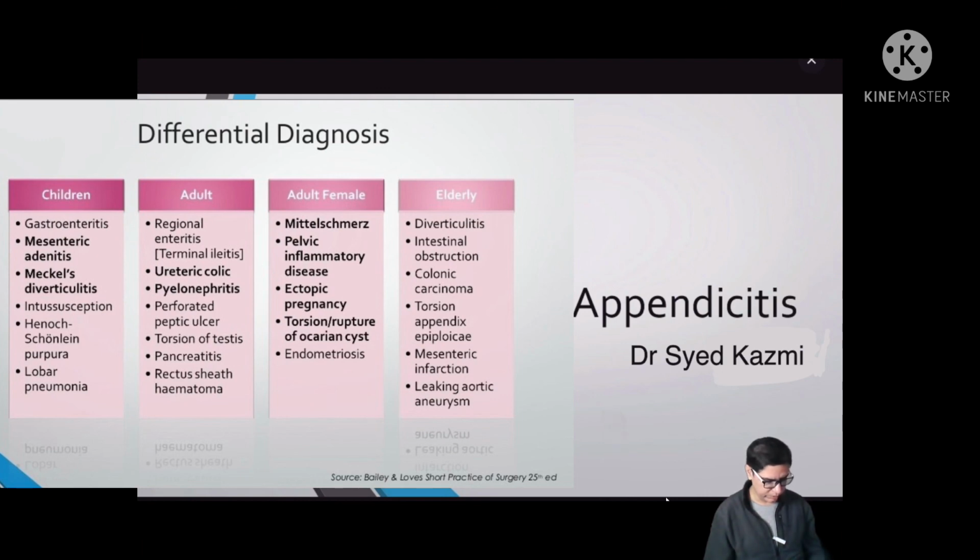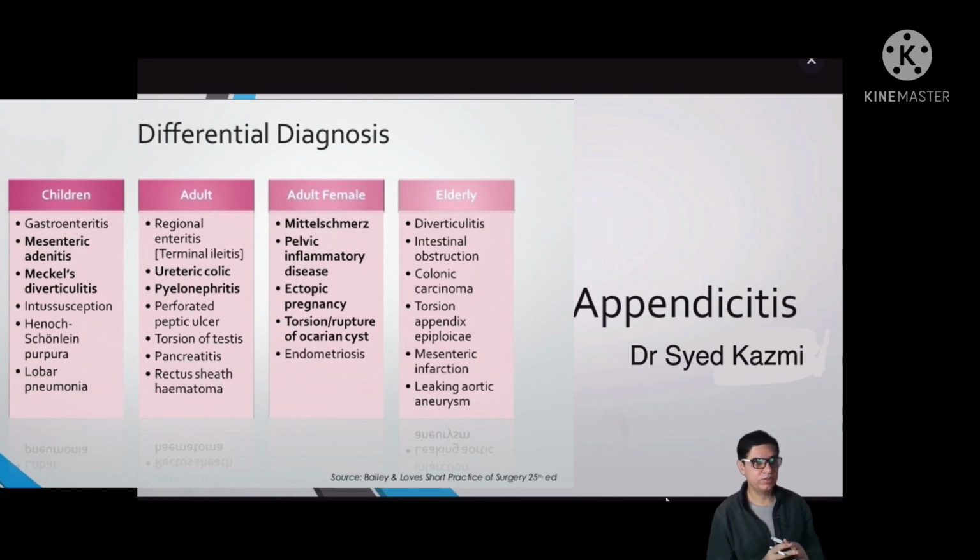Right-sided lobar pneumonia can rarely present, though it might present more with pain in the upper part of the right side of the abdomen, but sometimes you never know, it can present as pain in the right iliac fossa as well. Similarly, in adolescents or adults, regional enteritis, so terminal ileitis, which is part of Crohn's disease.